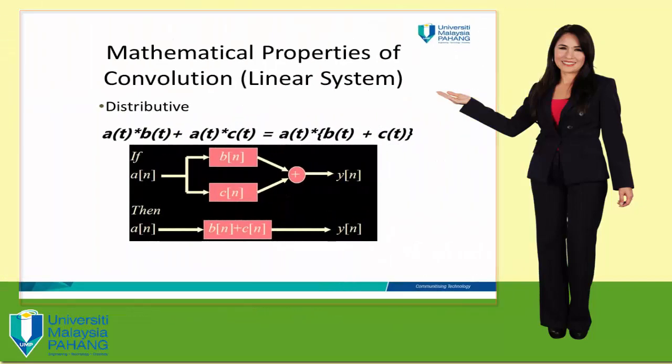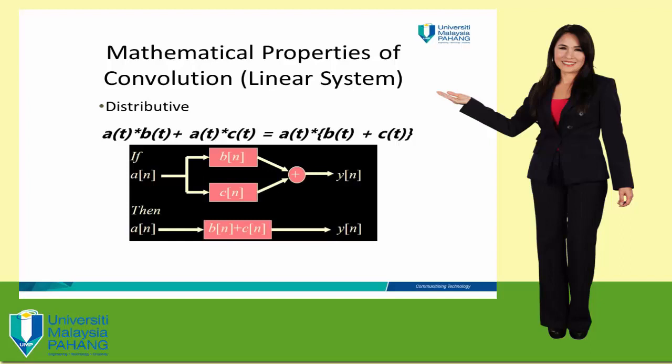The last property is distributive, which states that if you have several signals and an addition process involved, you can convolve the input signal A(t) with signal B(t) and signal C(t) separately, then add the results together. It is the same if you add signal B(t) with signal C(t) first, then perform the convolution between the result of the addition and the input signal A(t).